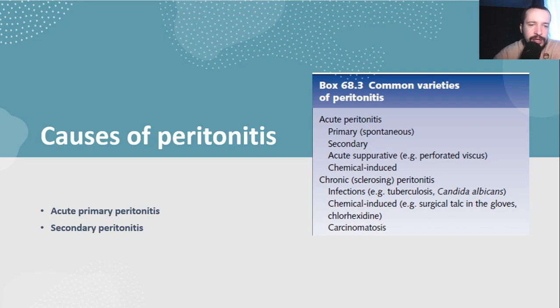Causes of peritonitis: acute and secondary. Look, we have tertiary peritonitis, but in this year we will not discuss tertiary peritonitis. Acute peritonitis, we had primary, spontaneous, secondary, acute suppurative, chemical-induced. Chronic peritonitis: infectious, chemical-induced, and carcinomatosis.